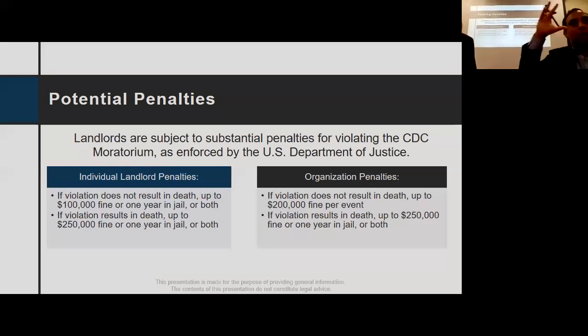And if you're an organizational landlord, so a property management company, or just a company that holds a bunch of rental properties, that number is higher than for individual landlords. So do you see that $200,000 and $250,000? So basically, yeah, you may be able to evict, but if it's worth it to you, go ahead and take that risk.